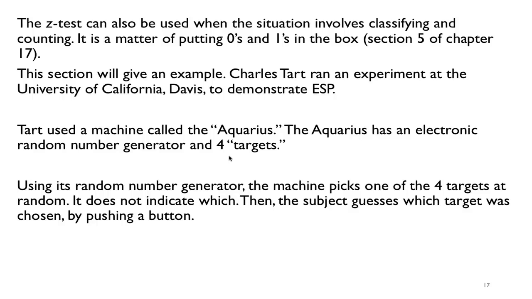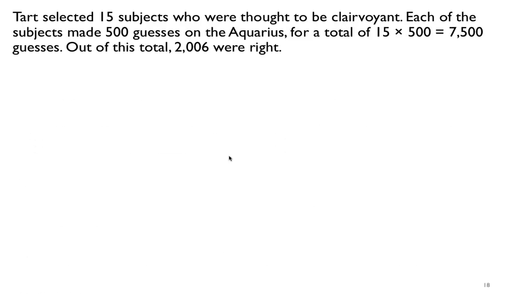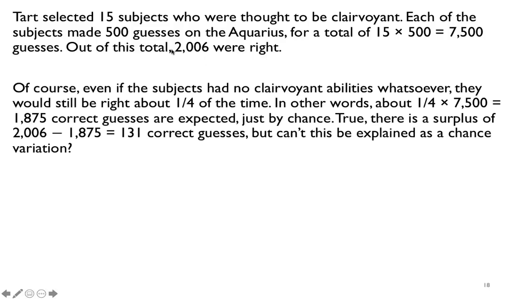And if they have ESP, then they should be able to guess correctly more often than not. By pushing the button, the machine is going to keep track of how many times they do this and how many times they got it right. So Charles Tart selected 15 people who thought that they had special ability, and everyone was going to do 500 guesses. That means a total of 7,500 guesses. And of these, they got 2,006 of them correct.